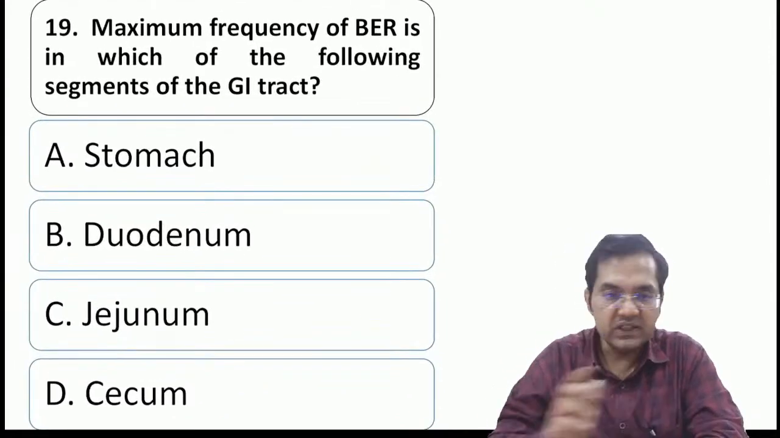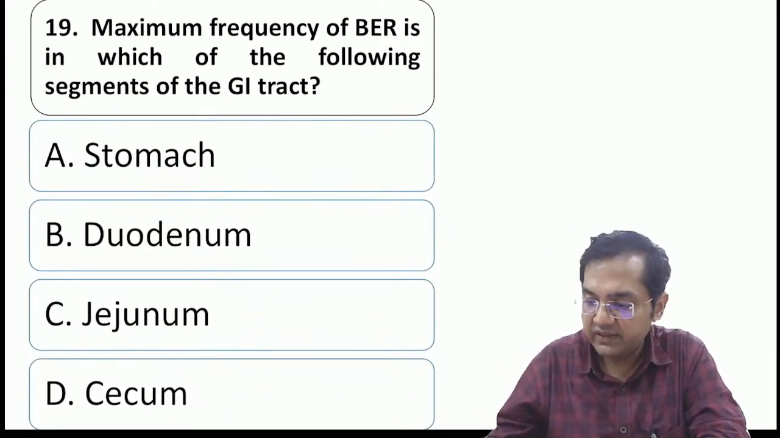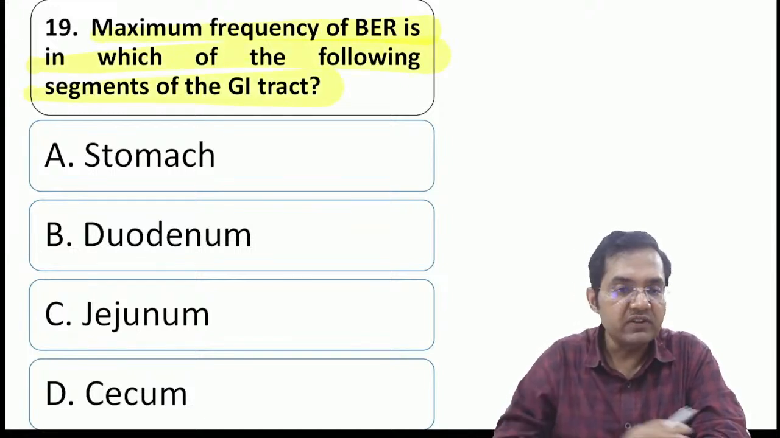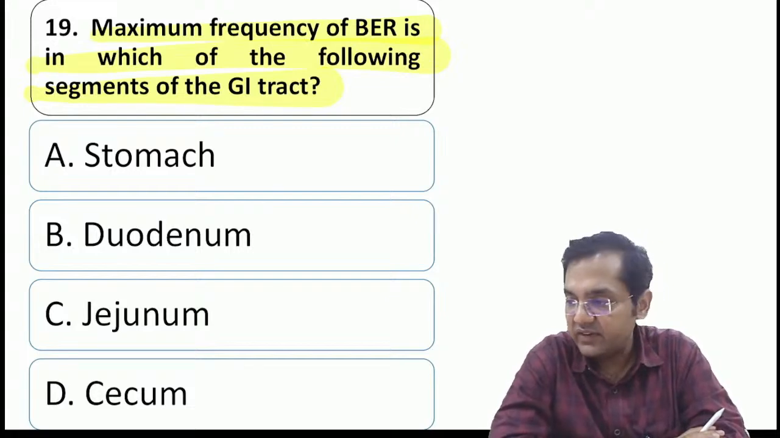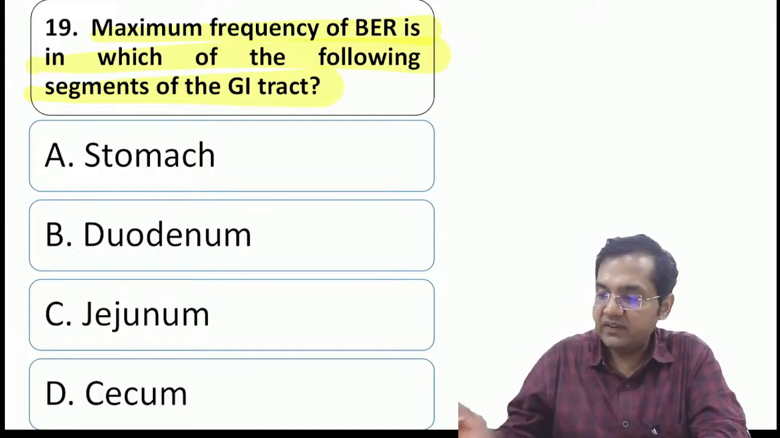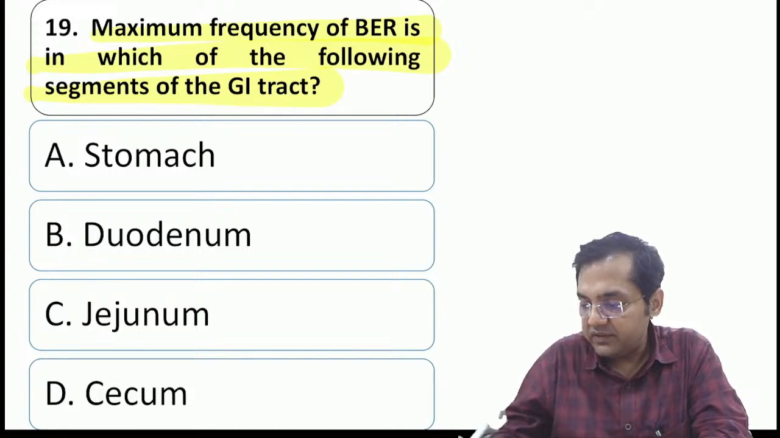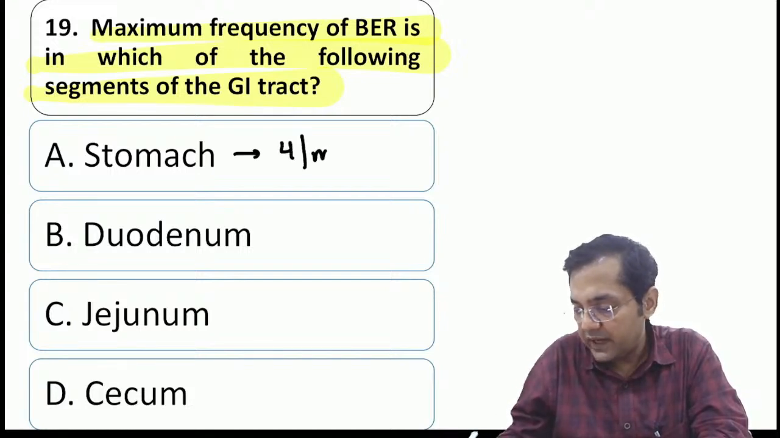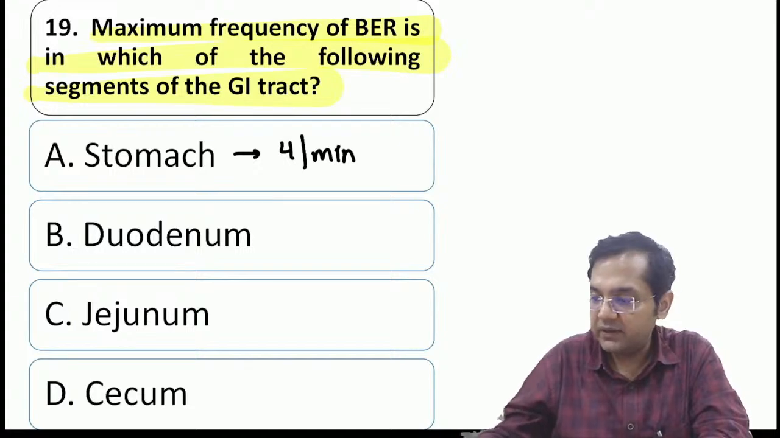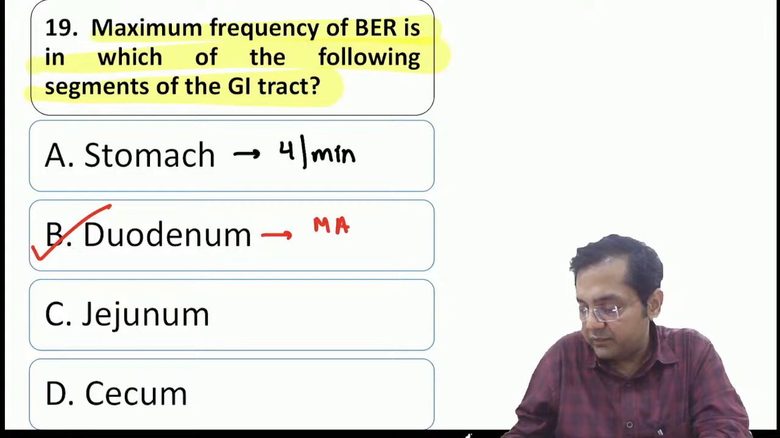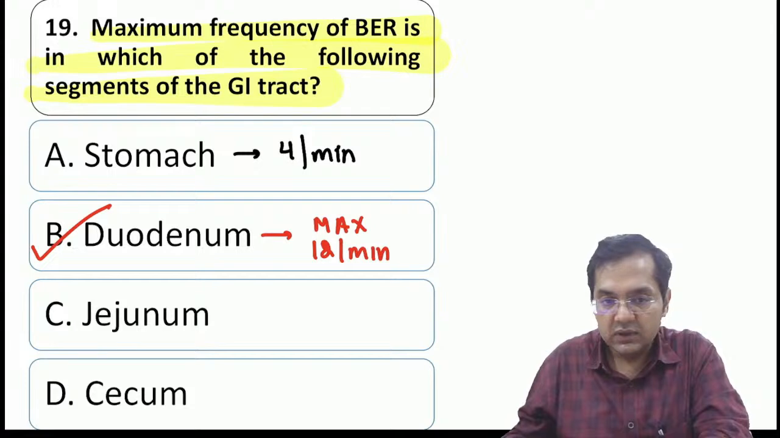Very important question, again a repeat from the INICET. Maximum frequency of BER is in which of the following segments of the gastrointestinal tract? Anyone knows the answer? Maximum frequency of basal electrical rhythm is where? Normal values, remember: stomach, it occurs around 4 times in a minute, 4 per minute. The answer is actually duodenum, where it is maximum, 12 per minute, right?